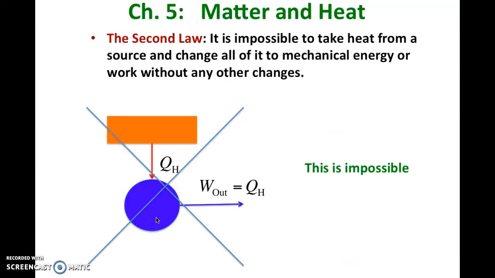The second law of thermodynamics says that it is impossible to take heat from a source and change all of it into work without any other changes. In other words, it is impossible to make a heat engine that can turn all heat taken from the hot reservoir into work without any waste of the heat. That's impossible.